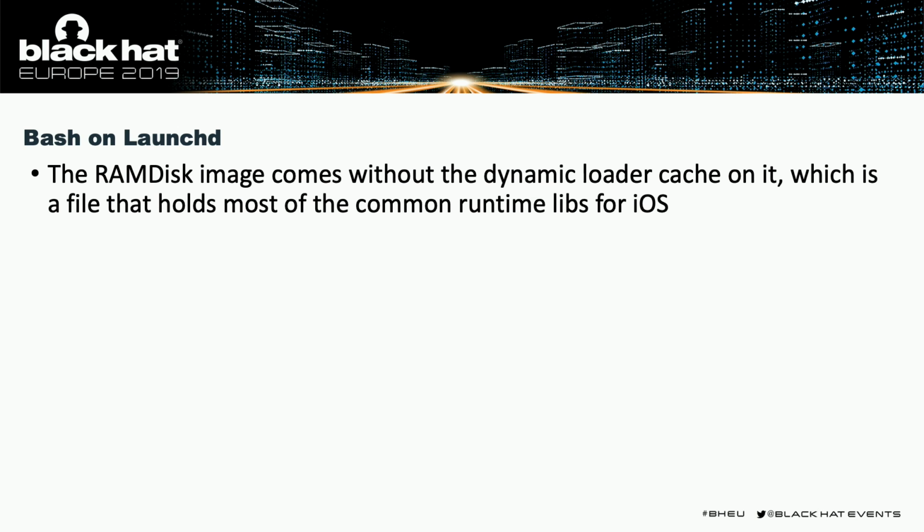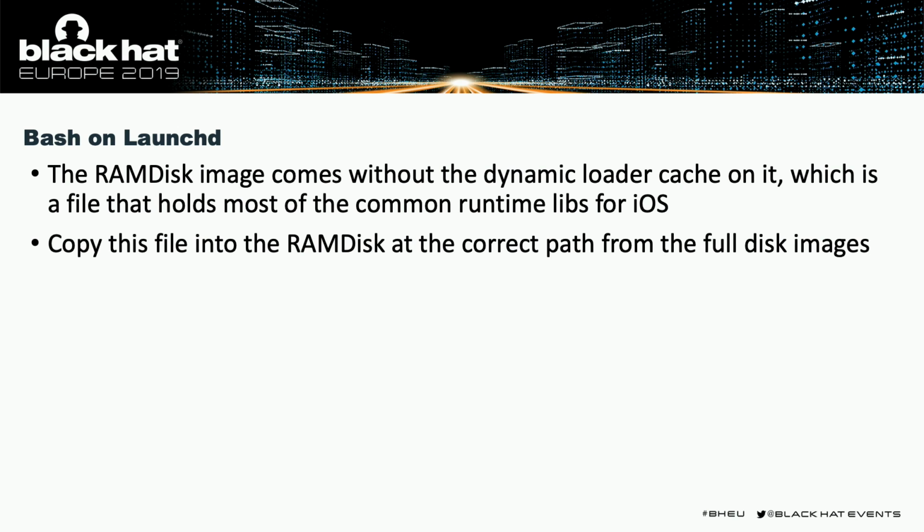Well, it turns out that the ROM disk image comes without the dynamic loader cache file on it. This file holds the most common runtime libraries for iOS, and it is required in order to execute a lot of processes, including bash. So we tried a simple solution. We have the full disk image from the software update, so we just copied this dynamic loader cache file from the full disk image into the ROM disk at the correct location and executed again.